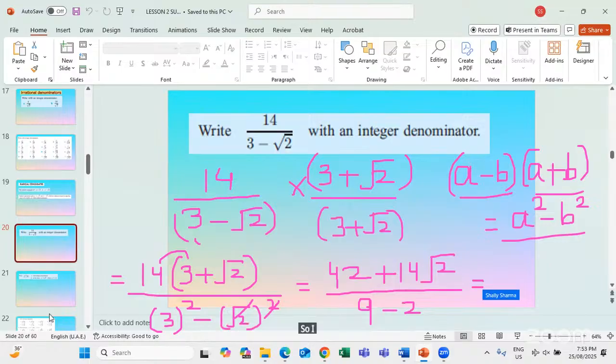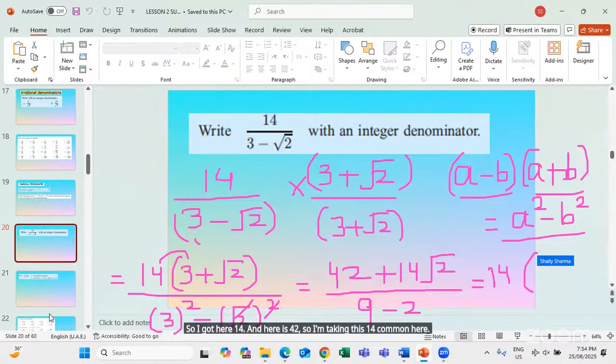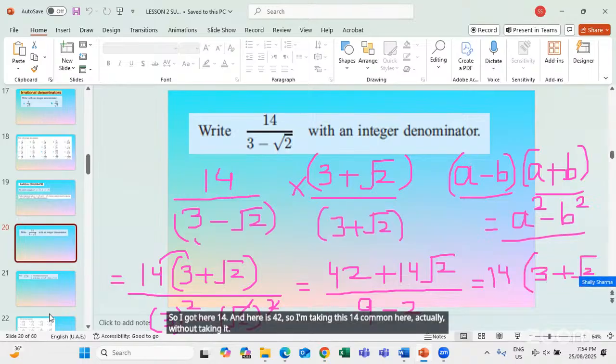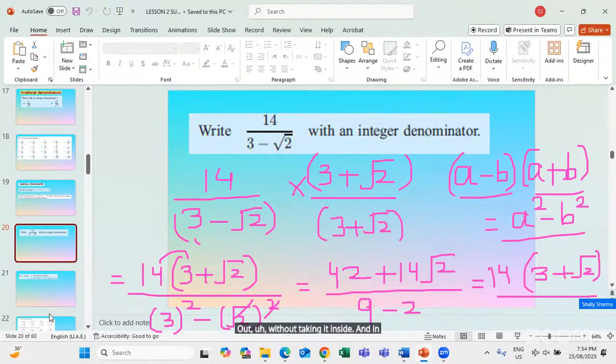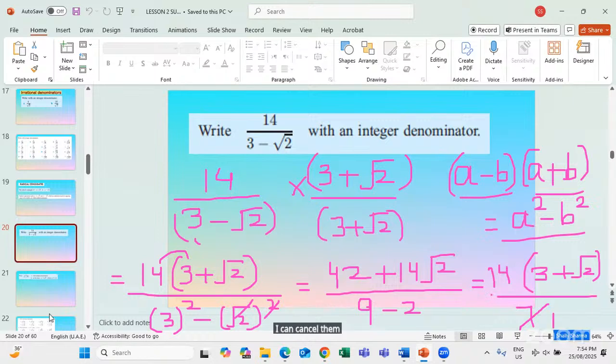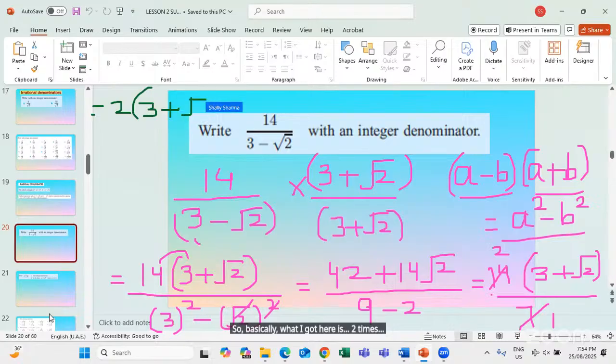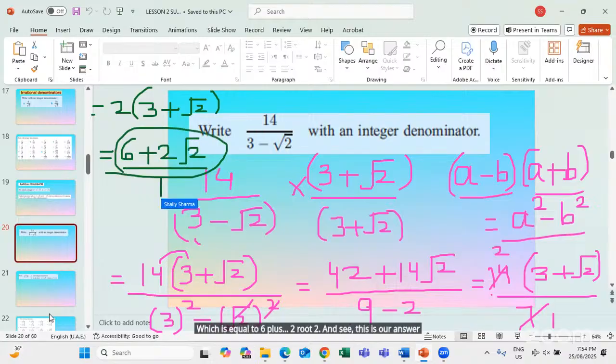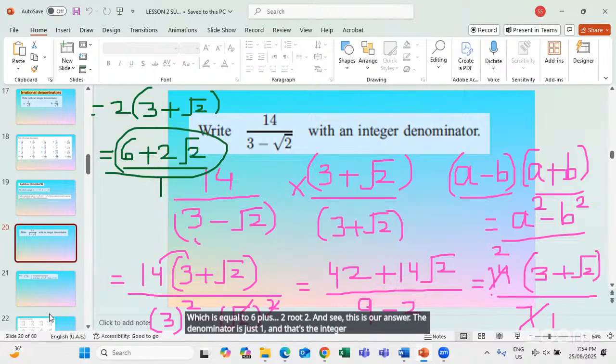So I got here 14 and here is 42. So I'm taking this 14 common here, without taking it out. And in the denominator I have 7. Now if you see 14 and 7, I can cancel them out. 7 times 1 is 7 and 7 times 2 is 14. So basically what I got here is 2 times 3 plus root 2, which is equal to 6 plus 2 root 2. And this is our answer. The denominator is just 1, and that's the integer denominator.